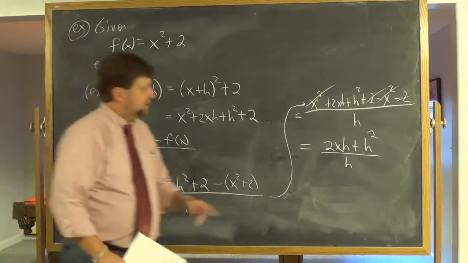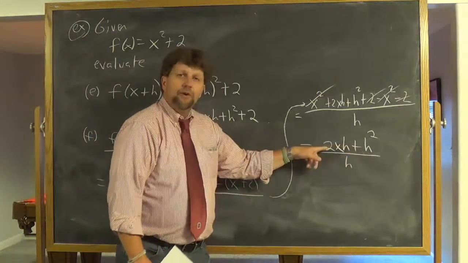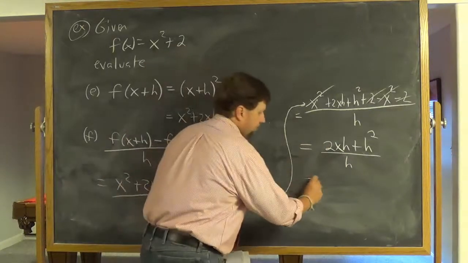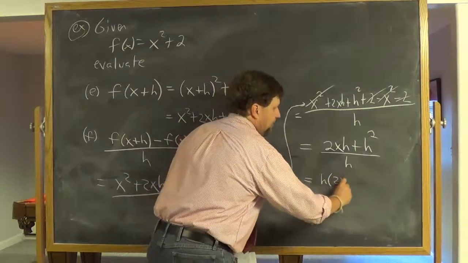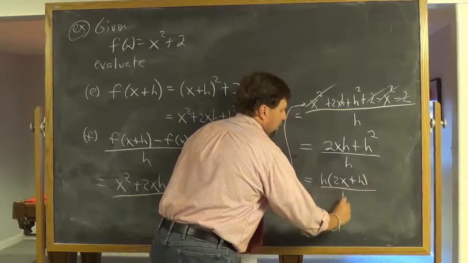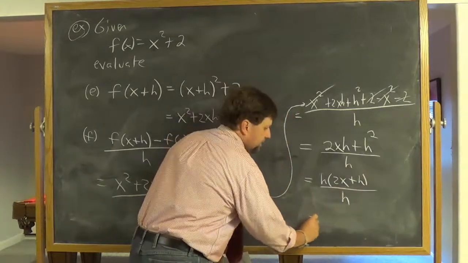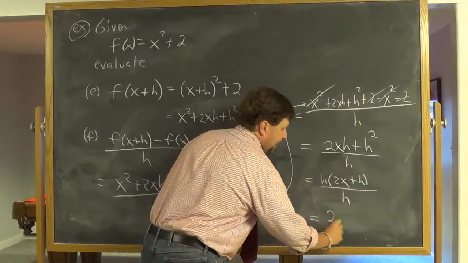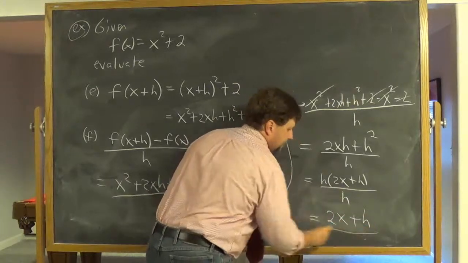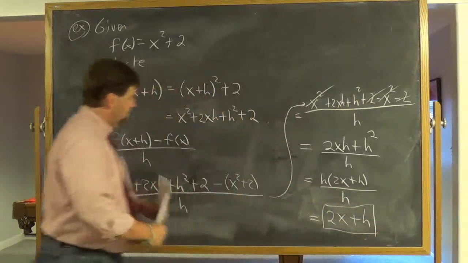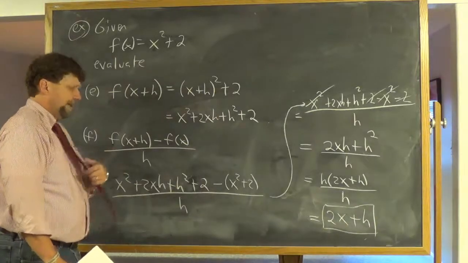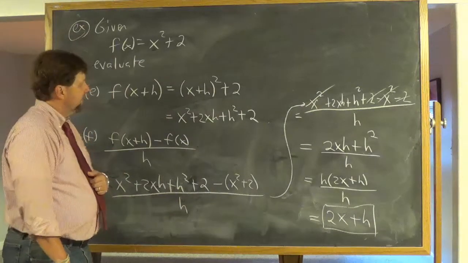Oh, hey, look at this. There's an h up here in the numerator that you could factor out. So why don't we go ahead and factor out that h. And then as long as h doesn't equal 0, you could cancel out the h's and get down to this completely simplified form for the f of x plus h minus f of x over h.